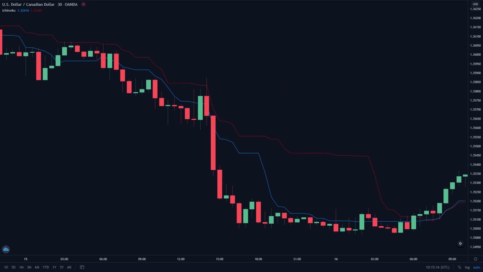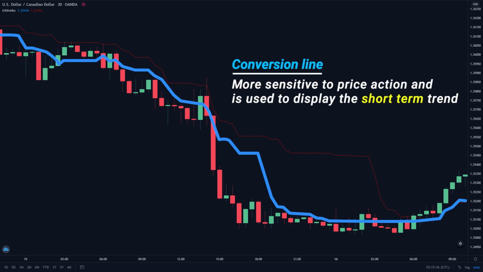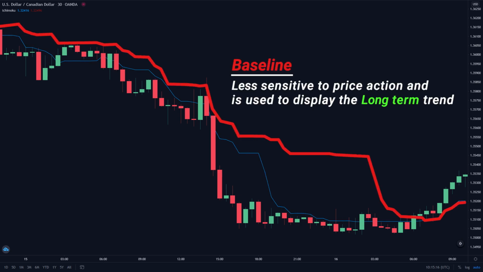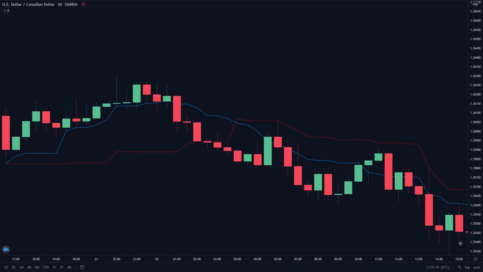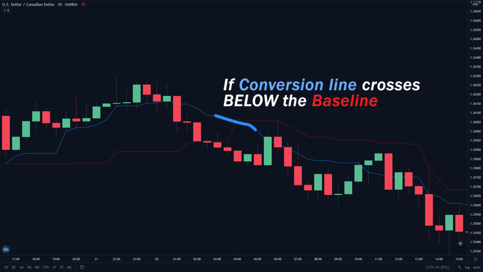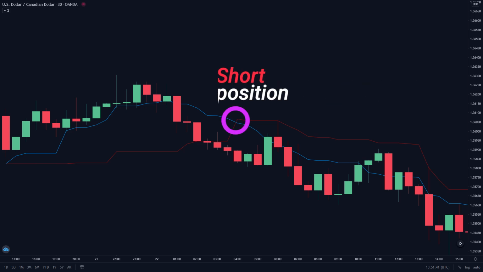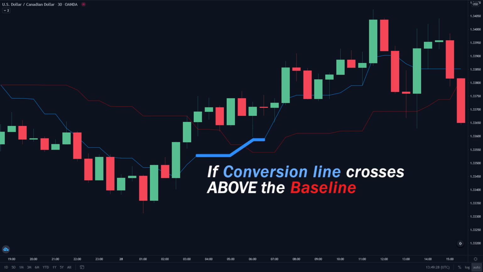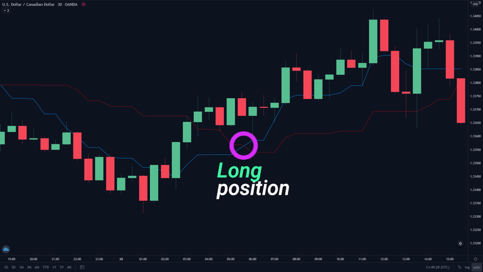So these two lines act very similar to a moving average crossover. The blue line acts like a faster moving average. It is more sensitive to price action and is used to identify the short-term trend. And the red line acts like a slower moving average. It is less sensitive to price action and can be used to identify a longer-term trend direction. So the way we combine these two lines is, if the blue line crosses below the baseline, you take a short position. And if the blue line crosses above the baseline, you take a long position.